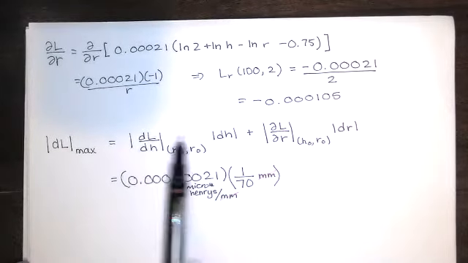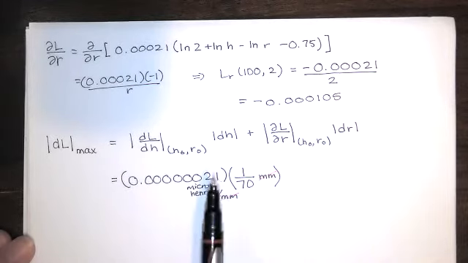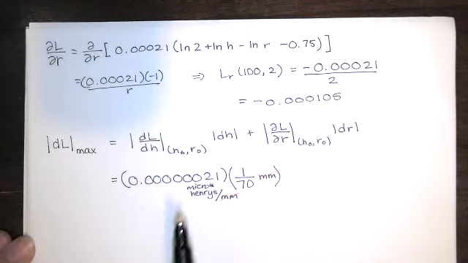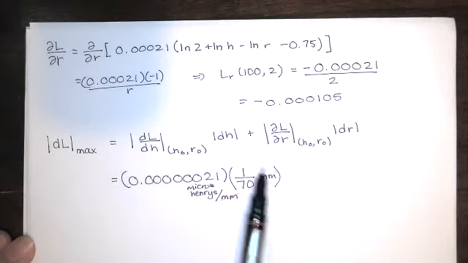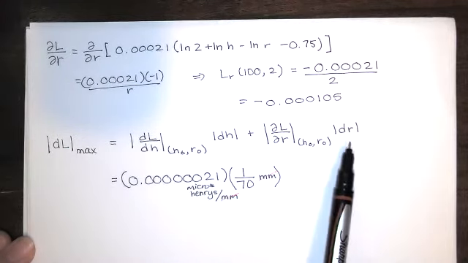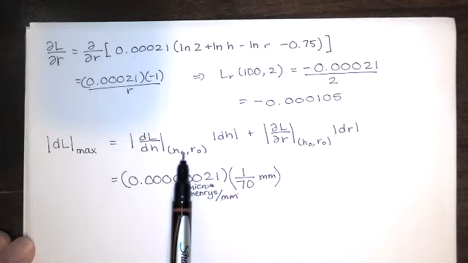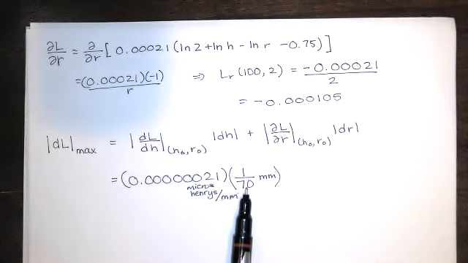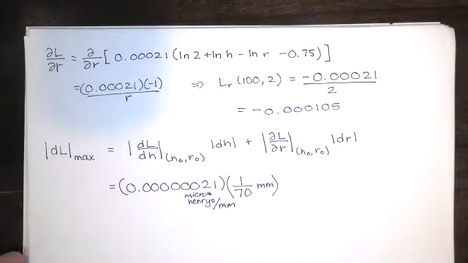Now this would be it if we were absolutely sure of the radius of that wire, but we thought the length of the wire might be off. This would be the maximum error in measuring the inductance, but it's not. We're assuming that H could be off by a little bit and R could be off by a little bit. So this is the change in the inductance that we would expect due to a change in the length of the wire by 1/70 millimeters. It's the error that we would expect.